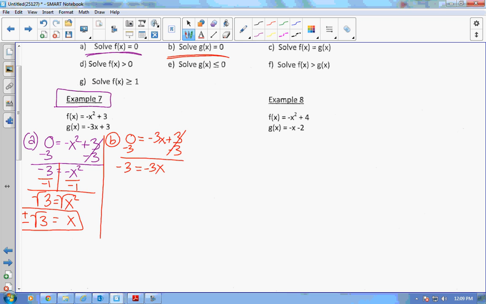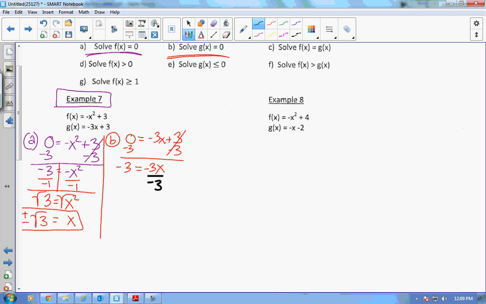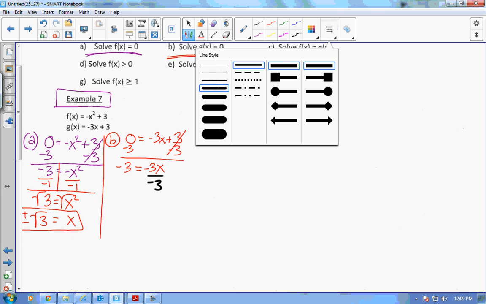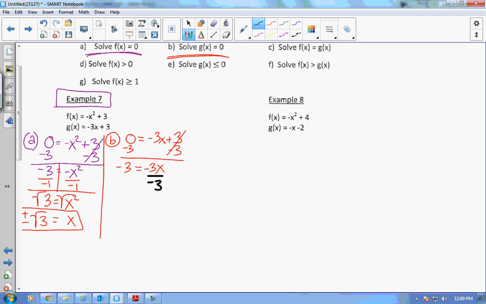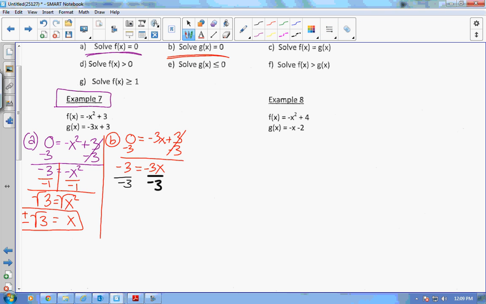Okay, Stetson, what would you do now to solve it? Good. Divide by negative 3. Anything divided by itself is 1. So we have 1x equals, anything divided by itself is 1. So no need to take square roots. There's only one intercept.